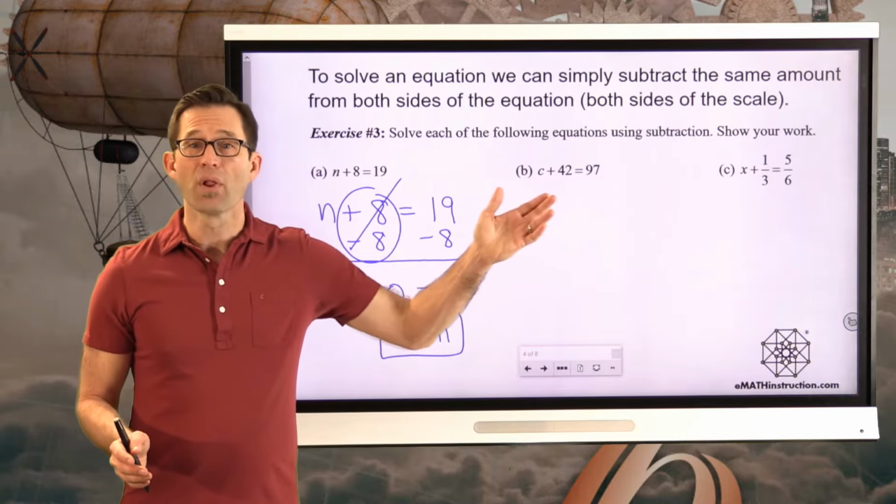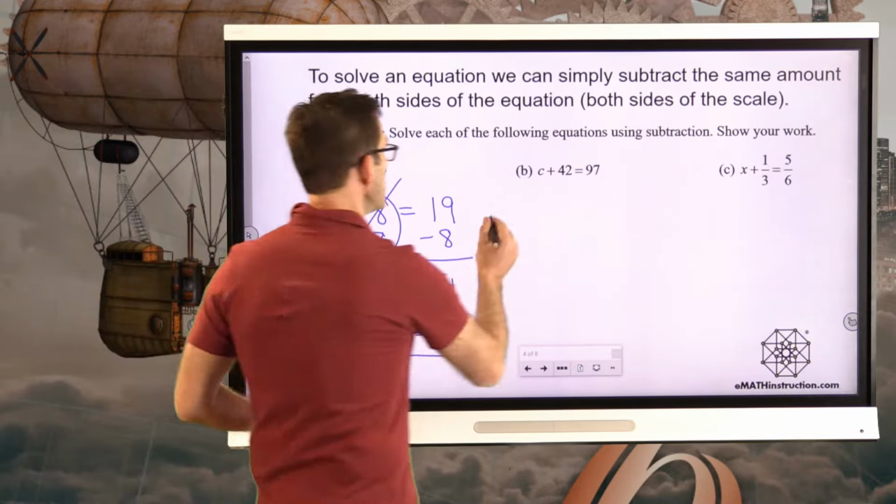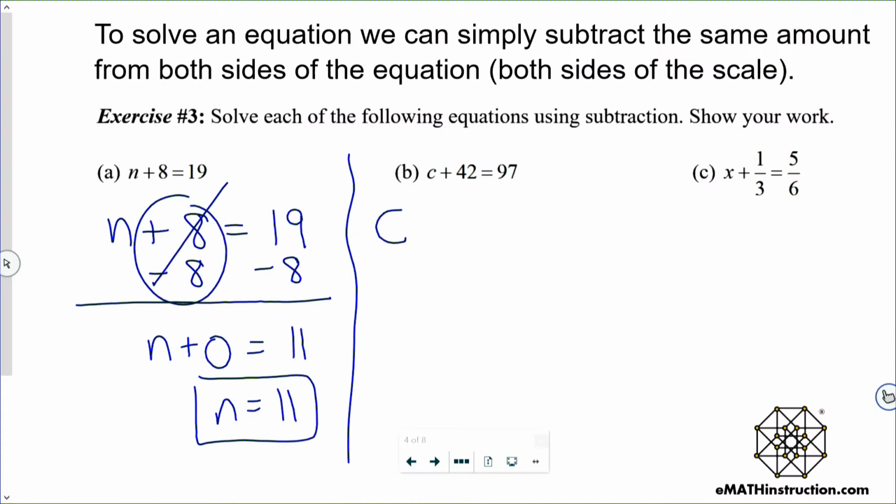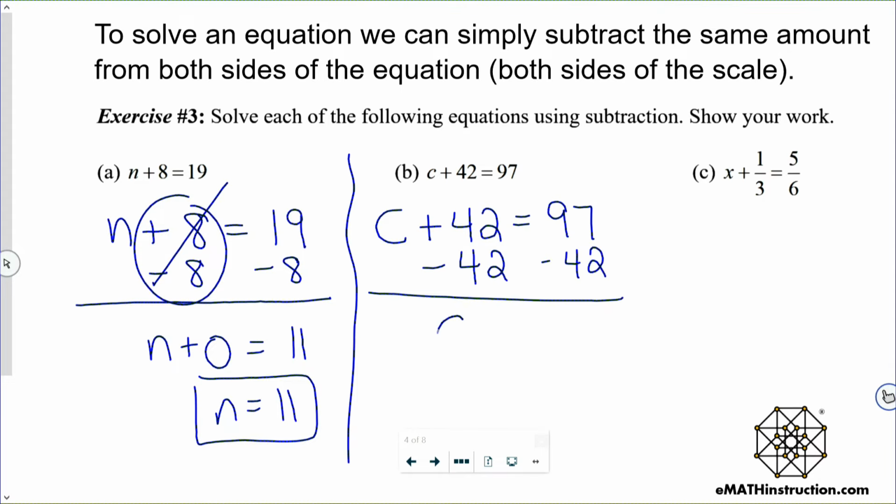If I have c plus 42 equals 97, and again, let me write that out larger. If I've got c plus 42 is equal to 97, I can subtract 42 from both sides. That will leave me with only c here, and then 97 minus 42 is 55.